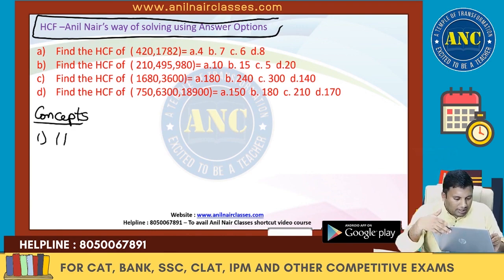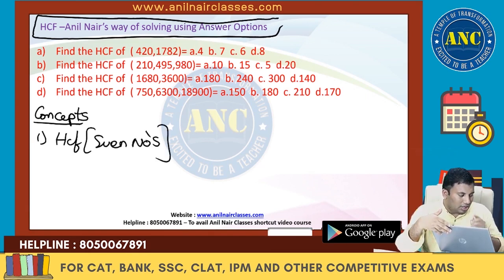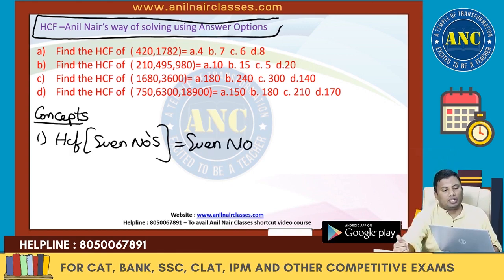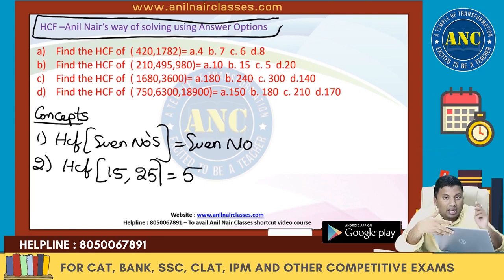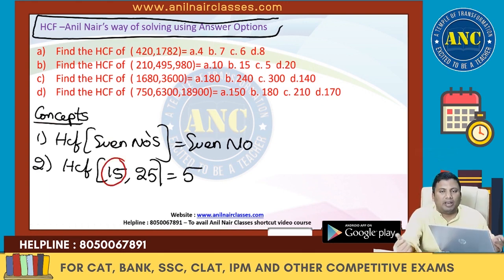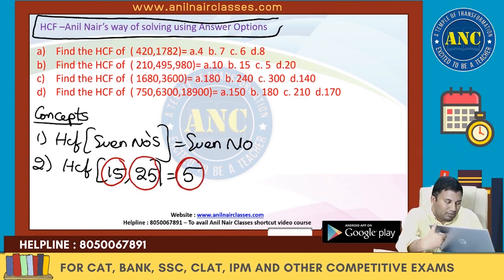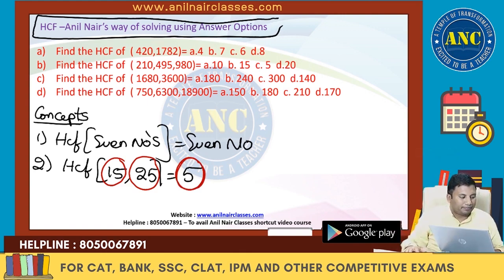First one, HCF of even numbers is always an even number. Next one, HCF of 15 and 25, which is 5 here. Listen carefully to this example. If this number is divisible by 5, the answer should be divisible by 5. I hope it is clear.